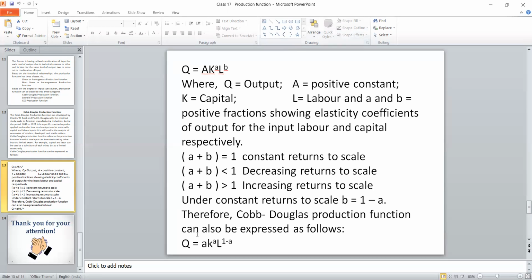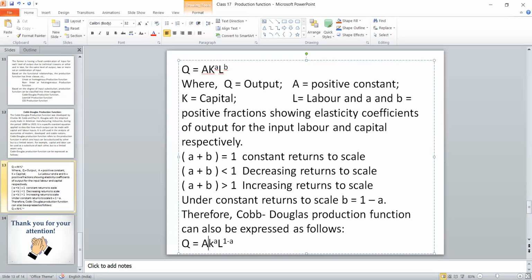Here it is capital A. I wrongly mentioned small a, I will change. A into K, representing capital K power a. Small a is a positive fraction. Then L is labor, L power 1 minus a. Why is it 1 minus a? Because b equal to 1 minus a. So L power b, instead of saying b, we are saying 1 minus a. Then it becomes a linear and homogeneous production function.